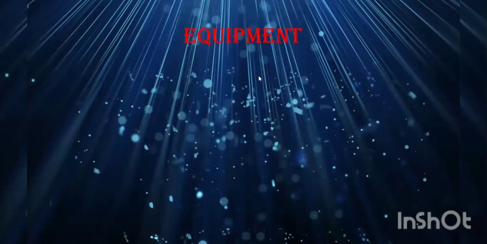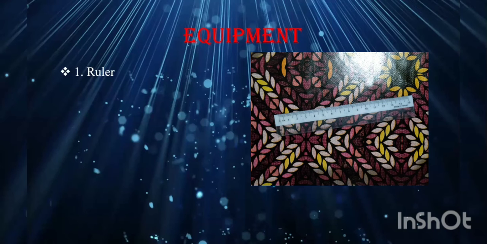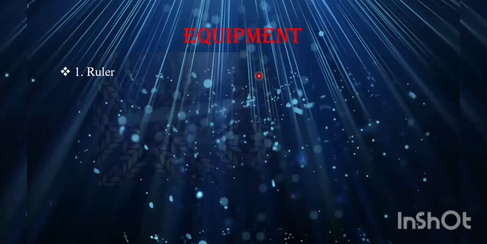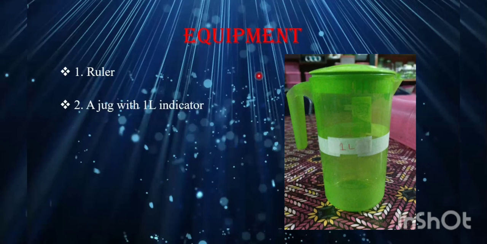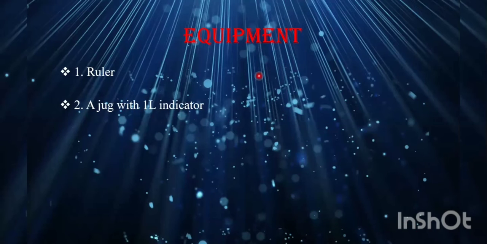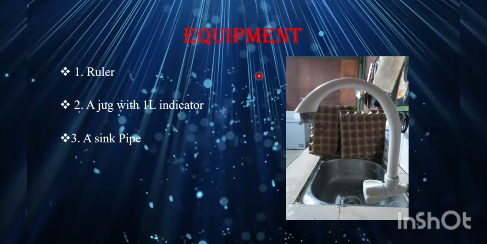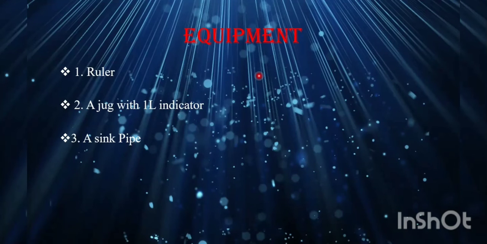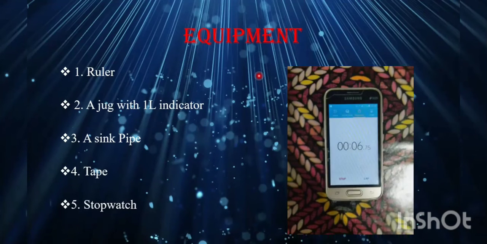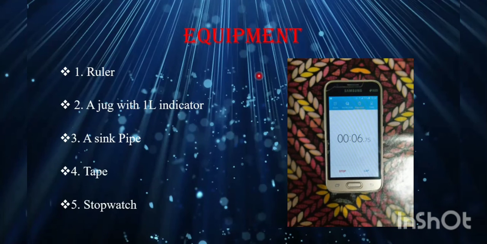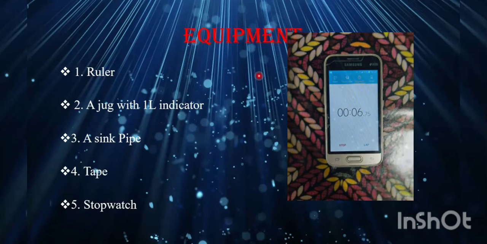So, this is the equipment for this experiment. The first is we must have a ruler. It is used to measure the diameter of the pipe. Second is the jug with 1 liter indicator. It is used to fill up the water. Third is the sink pipe. It acts as a water supply. Fourth, a marker. It is used to mark the 1 liter indicator on the jug. Fifth is a stopwatch. It is used to record the time taken in this experiment.